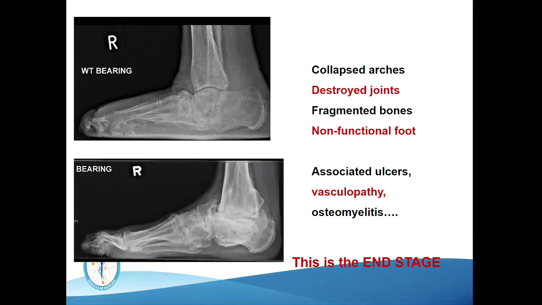So no prizes again for recognising that this set of radiographs are grossly abnormal, with collapsed arches, destroyed joints. This foot's not going to be functioning properly, and they're going to result in having secondary problems. They're going to have ulcers on their protuberances, they're going to get infection from that, and this is the end stage. Little note there about vasculopathy.